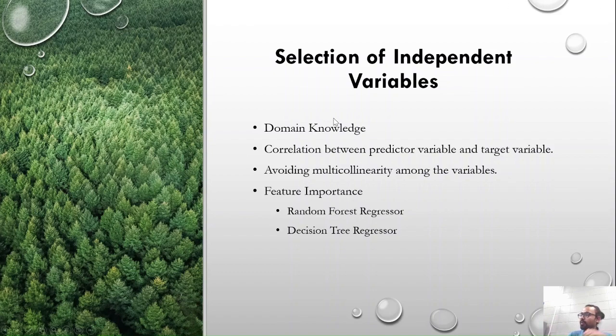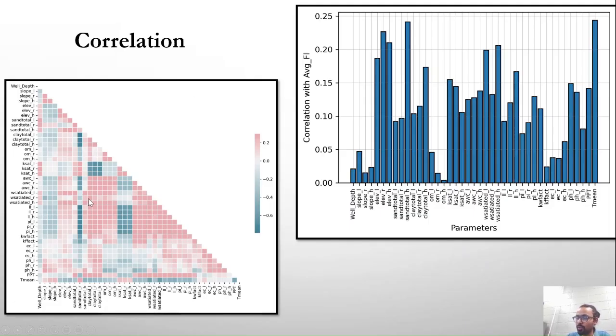So this plot of correlation here shows the correlation among the variables. For example, let's say KSAT is highly correlated with liquid limit. So if I'm trying to implement them into my model, I'll not select both of those parameters because that will introduce multicollinearity into the model.